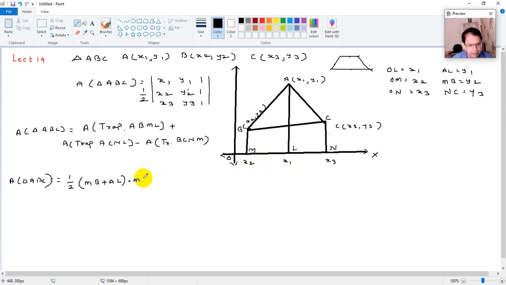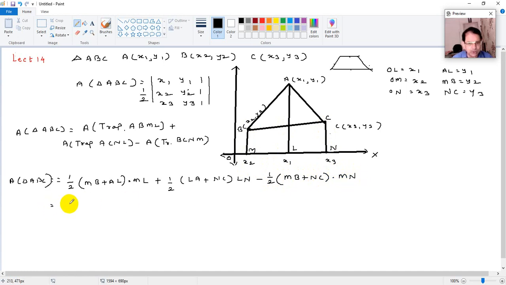So into ML plus, now this trapezium, in this what will happen? 1/2 इंटू पॅरलल साईड्स कोणत्या आहेत? एल ए प्लस एन सी आणि इंटू एल एन आणि मग मायनस. आता हा जो ट्रॅपेझियम आहे त्याच्यामध्ये पॅरलल साईड्स कोणत्या आहेत? 1/2 इंटू काय होईल? एम बी, करेक्ट, प्लस एन सी ही साईड आणि इंटू एम एन, इंटू एम एन असं तुम्हाला मिळणार.